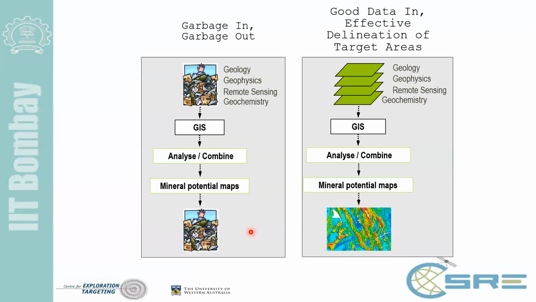Now here it is the integration of data sets. So typically we have geology, geophysics, remote sensing, geochemistry, the typical data sets that are all available in the public domain. We can dump them all in GIS, we combine and we get an output, but that doesn't work because our inputs have to be able to represent the mineralization processes at that specific scale. And that's why it's critical to identify our inputs correctly.